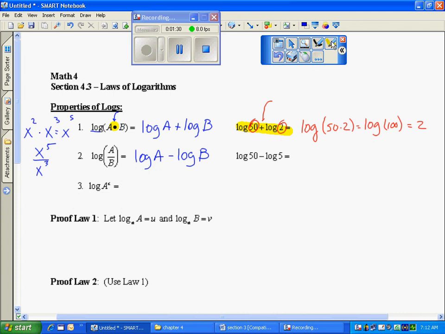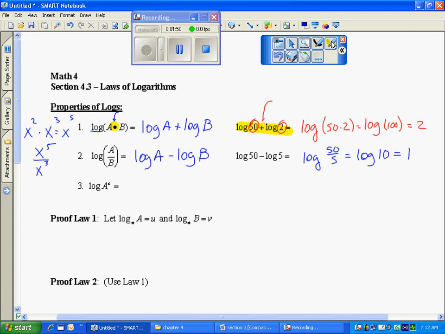So here's an example. The way it sits now, I can't simplify. So I'm going to put them all into one word log. 50 divided by 5 gives me log of 10. What power on 10 gives me 10? That would be 1.